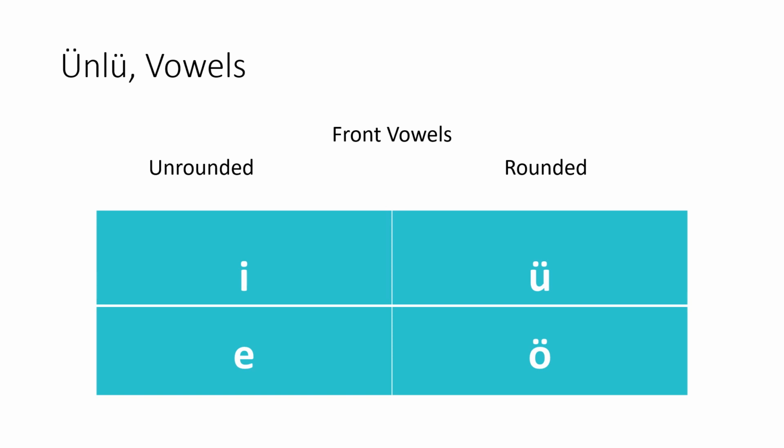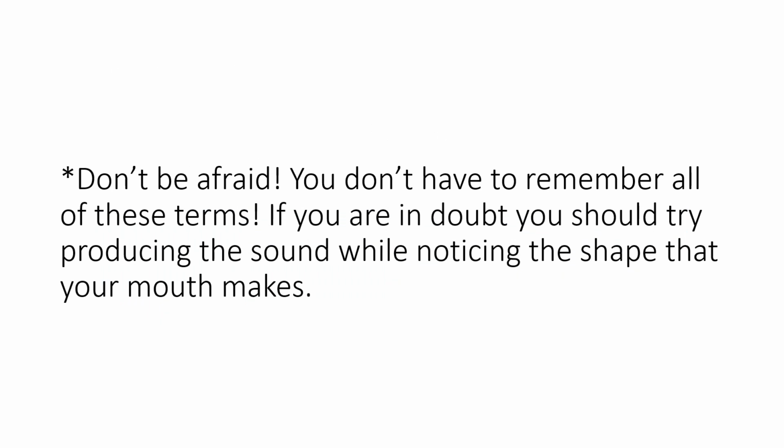These are the front vowels, unrounded e, i, and rounded ü, ö. It all depends on the shape that the mouth takes when you make the sound. These are the back vowels, unrounded ı, a, and rounded u, o. Don't be afraid, you don't have to remember all of these terms. If you're in doubt, you should try producing the sound while noticing the shape that your mouth makes.